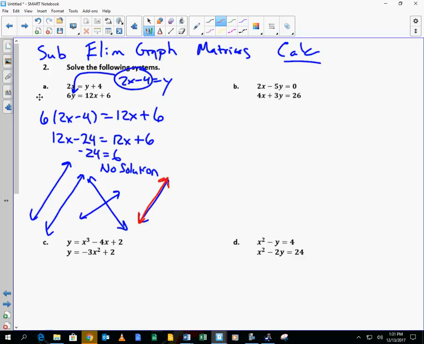Would you choose elimination or substitution for letter B? So we would multiply the top through by, very good. Negative 4x plus 10y is equal to 0.